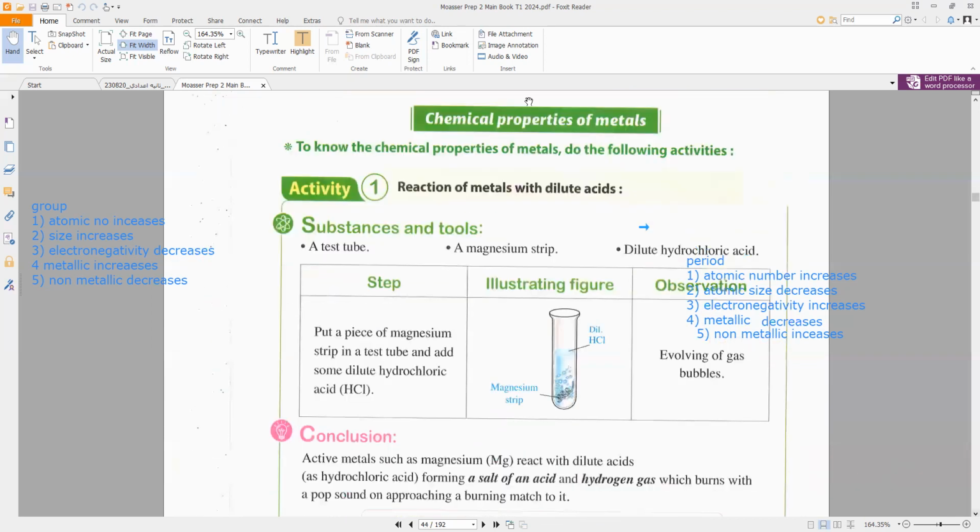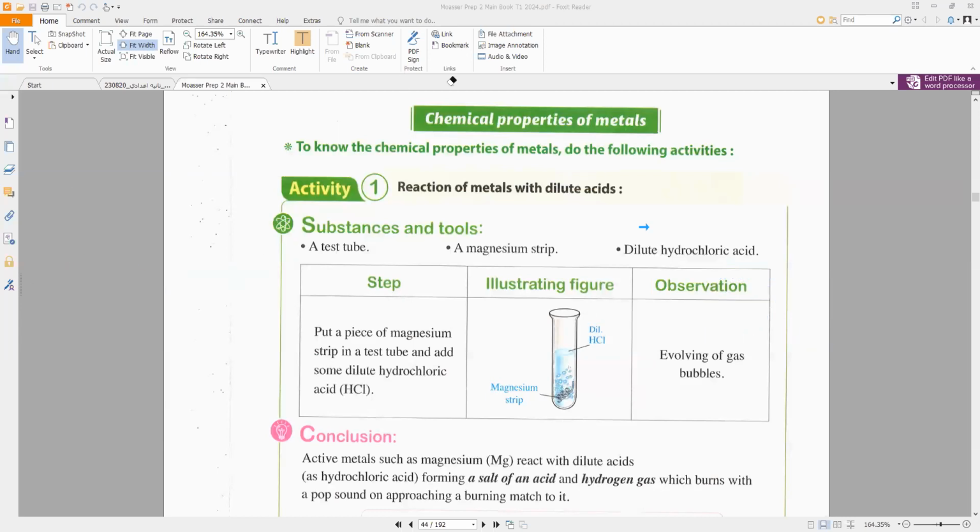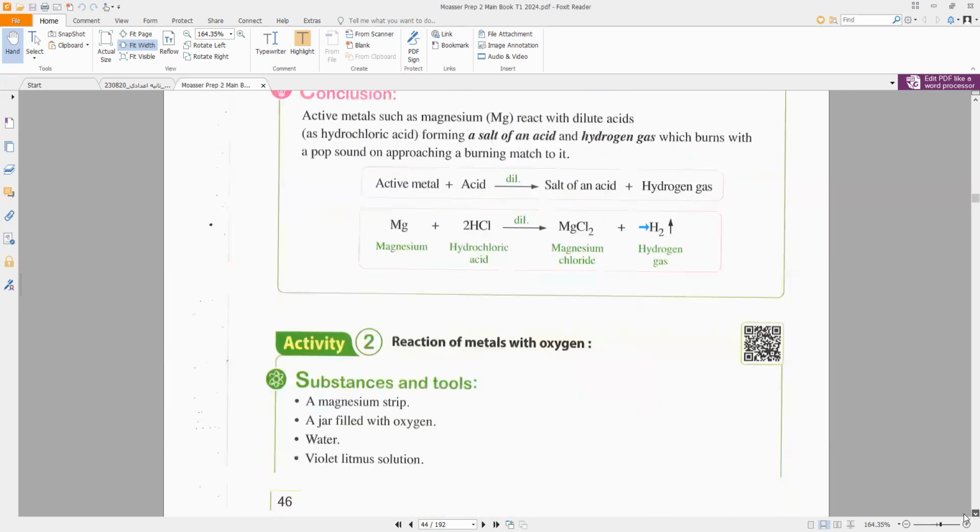We will talk about the chemical properties of metal and non-metal and how they react. Chemical properties mean how it reacts in a reaction. We will talk about metal first. Metal reacts with dilute acid and reacts with oxygen.